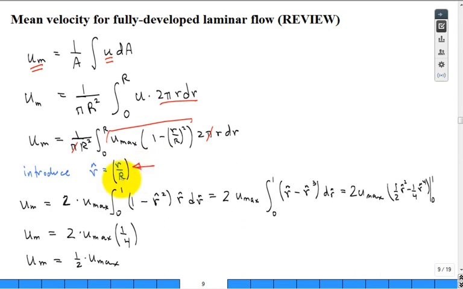I was talking to somebody, maybe they're in this room right now during office hours today. Remember dummy variable of integration in your calculus class?